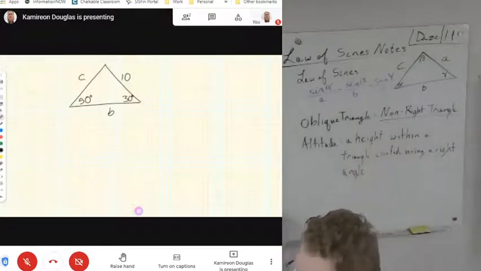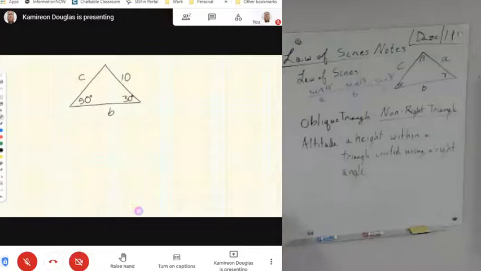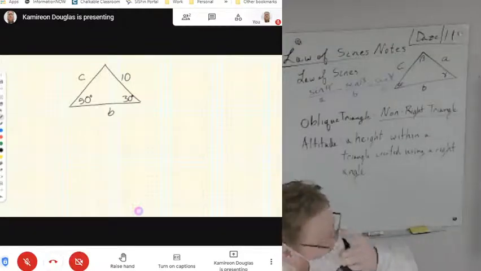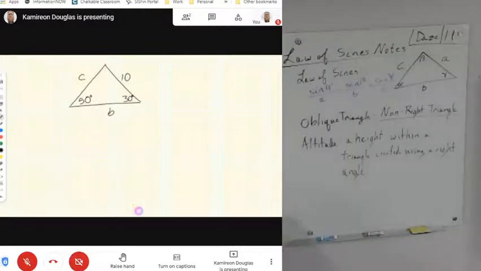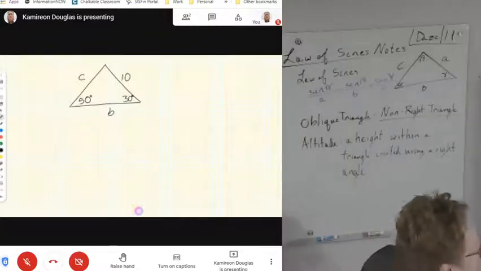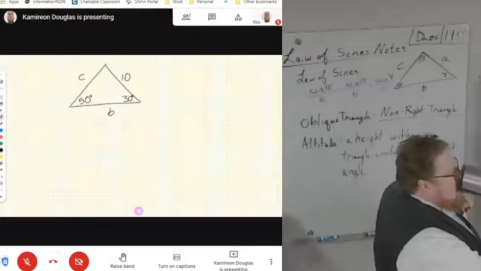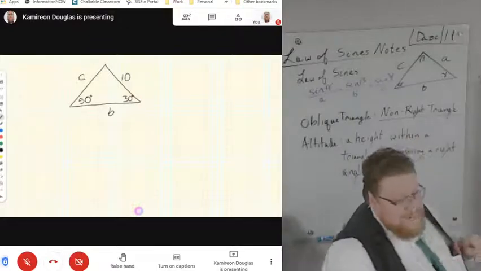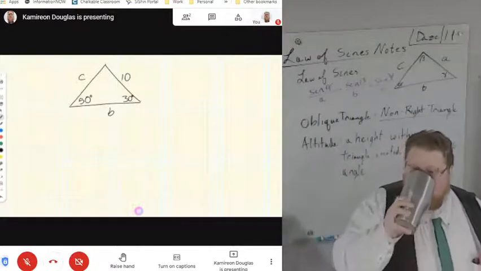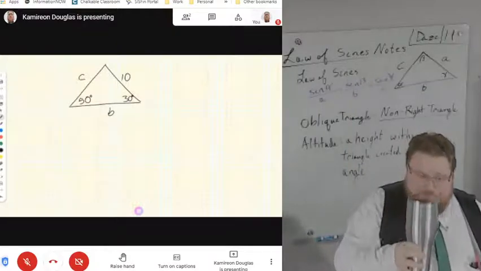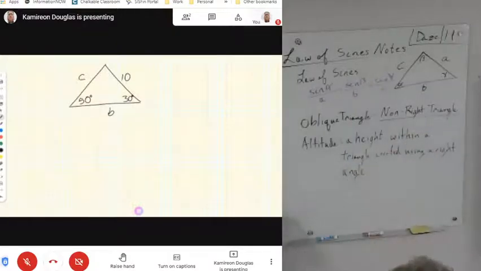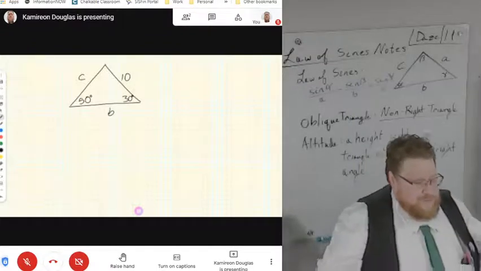There are 3 missing pieces of information. We are not done until we find all 3, which means we need to find, in this case, beta, which is the top angle. We need to find B. We need to find C. This takes up a lot of paper. You notice I do mine side by side, to save space.